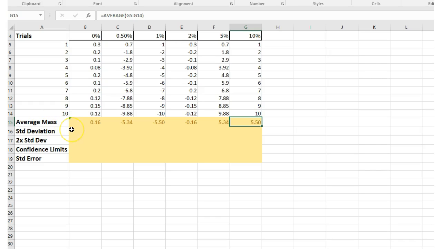Now you have to look at how far that data has spread out from that average. Were all your trials pretty close together, or did you have information all over the place? In other words, you weren't able to repeat the same trial and get the same answer. To do that, you need to find something called standard deviation.